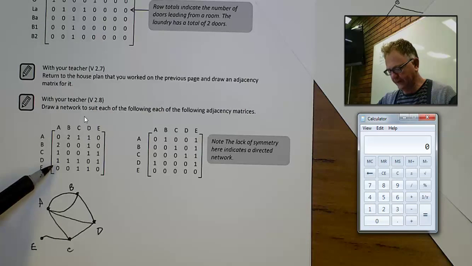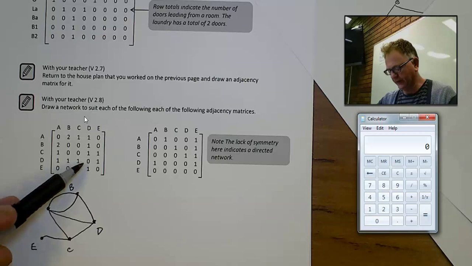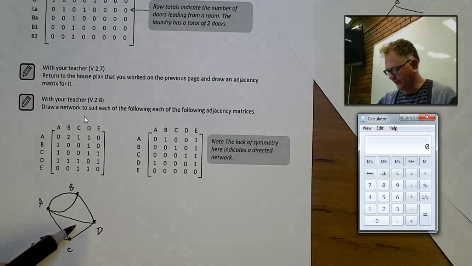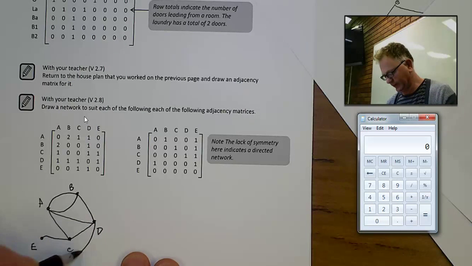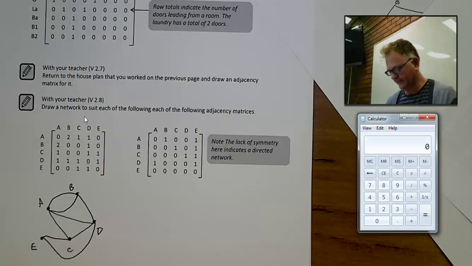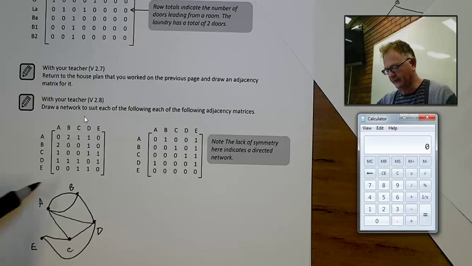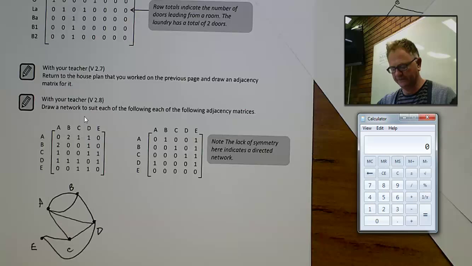From D there are edges to A, B and C, and also to E, so I'll put one in around there. And from E there are edges to C and D. From C and D, we've got them already, so there's our network there. Let's have a go at the next one.